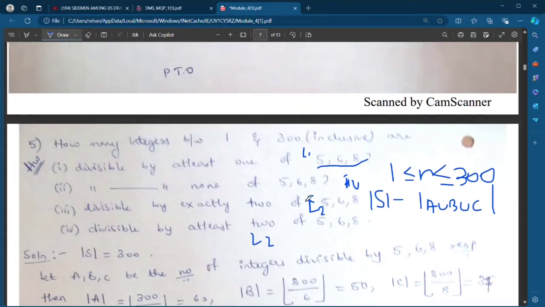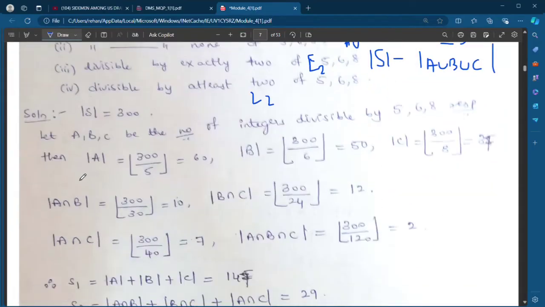How to find all these things, S1, S2, S3, you have to take one by one. So you have to take 300 divided by 5, 300 divided by 6, 300 divided by 8, one by one value you will write. See here, mod A, they have written 300 by 5, 300 by 6, 300 by 8. Then 5 into 6 one place they will take, A intersection B, 5 and 6. Then A intersection C, 5 into 8, that is 40, then B intersection C, that is 6 and 8.